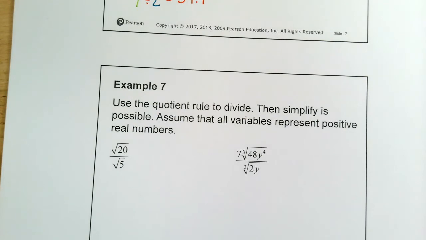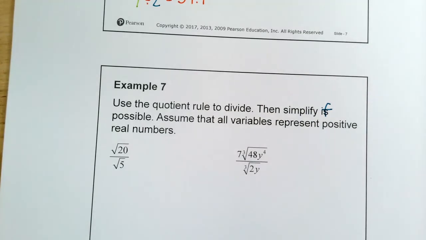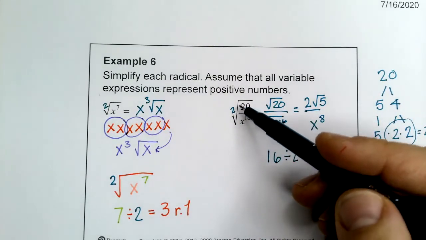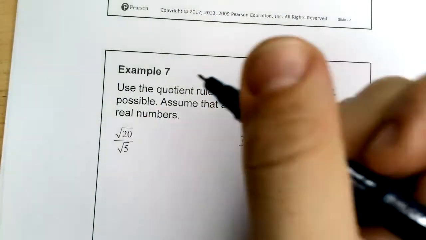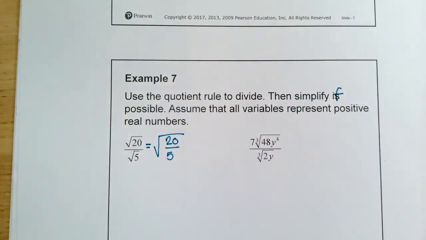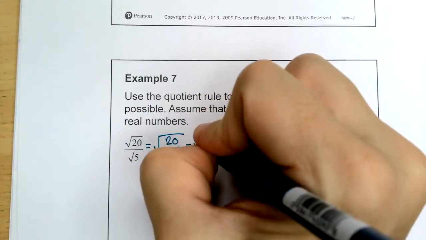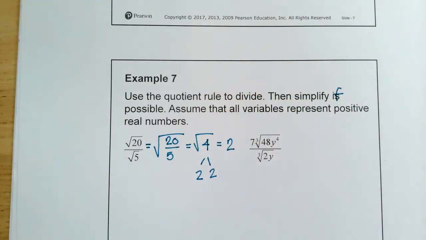All right, use the quotient rule to divide. Simplify if possible. All variables represent positive real numbers. Okay, so here I have the square root of 20 divided by the square root of 5. Here they're under separate radicals, but if I put them under 1, I can divide 20 by 5, right? 20 divided by 5 is 4, and the square root of 4 is 2.